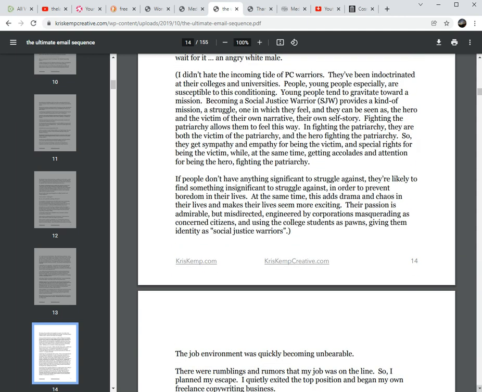If people don't have anything significant to struggle against, they're likely to find something insignificant to struggle against in order to prevent boredom in their lives. At the same time, this adds drama and chaos in their lives and makes their life seem more exciting. Their passion is admirable but misdirected, engineered by corporations masquerading as concerned citizens and using the college students as pawns, giving them identity as social justice warriors.